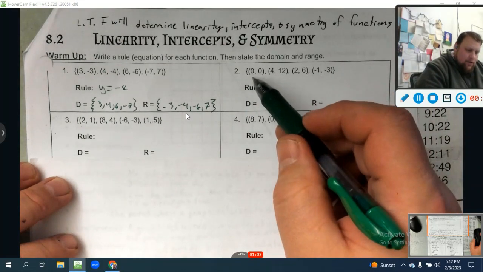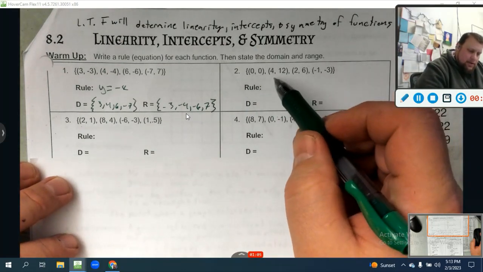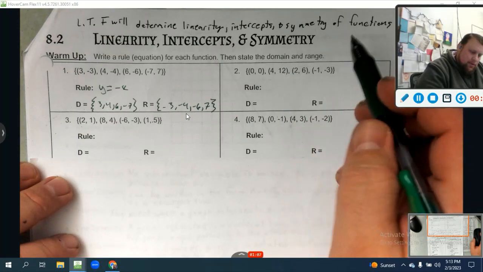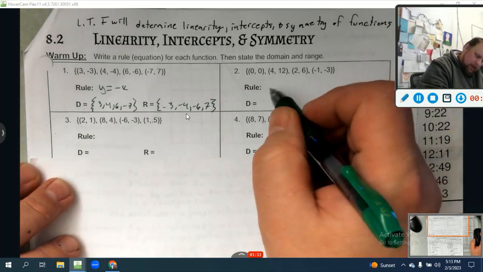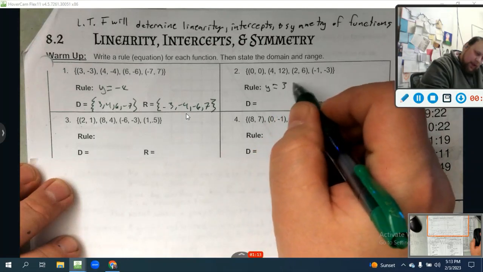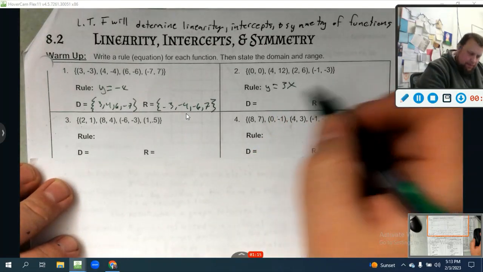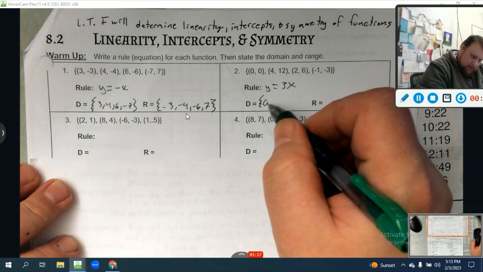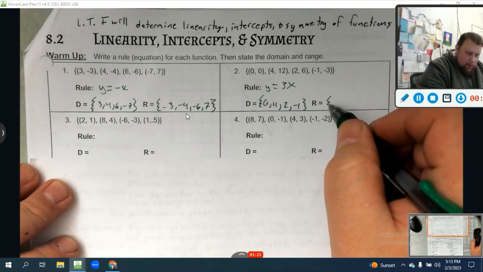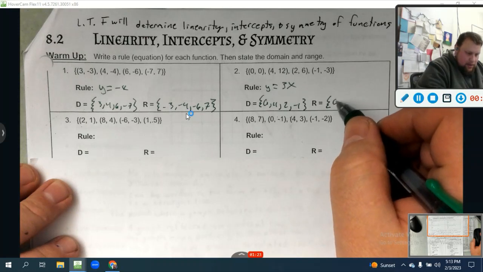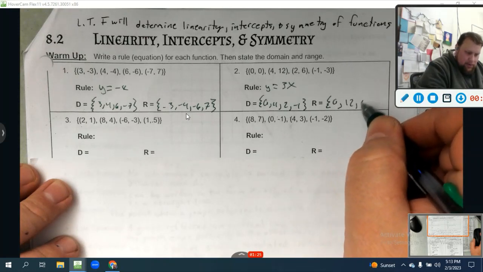The first one doesn't help me much. Second one, I see x times 3 is 12. 2 times 3 is 6. Negative 1 times 3 is negative 3. So it's y equals 3x, because I'm multiplying x times 3 each time. And my domain is what? 0, 4, 2, negative 1. My range is 0, 12, 6, negative 3. Boom.